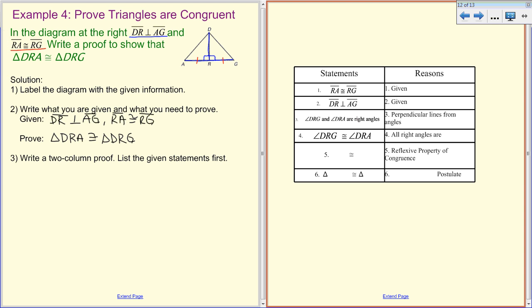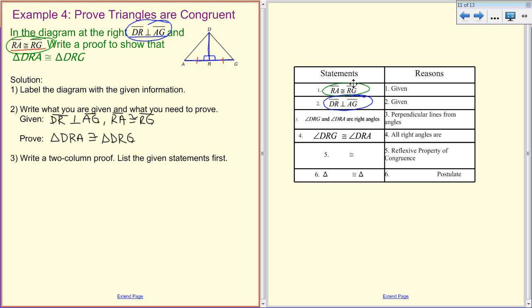All right, so what we want to do is write that two-column proof, but we're always going to start by writing our given statements first. So if we look at what we have here, we know that RA is congruent to RG. How do we know that? That's given. It's given in our statements right here. So the reason I know that is because it was given. I didn't have any special property, I didn't have any special definitions. It just showed up in the given information. DR is perpendicular to AG. How do I know that? Because it was given to me right here. So once again, that's what that given looks like.